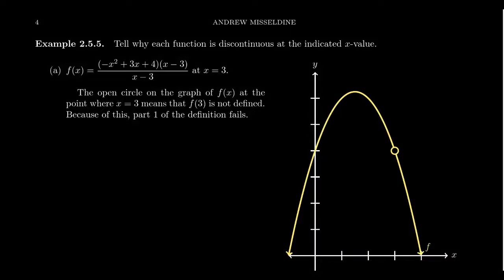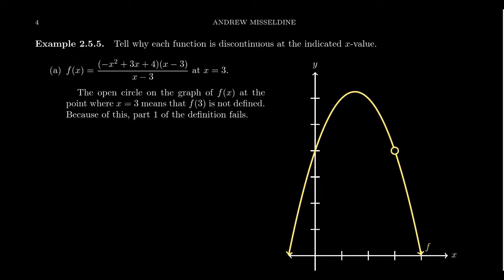In this video, I want to explore the different types of discontinuities one runs across in a typical Calculus 1 course. So let's look at a few functions and discuss what type of discontinuities they're going to have. So consider the function f of x equals negative x squared plus 3x plus 4, times x minus 3, and then you're going to divide by x minus 3.